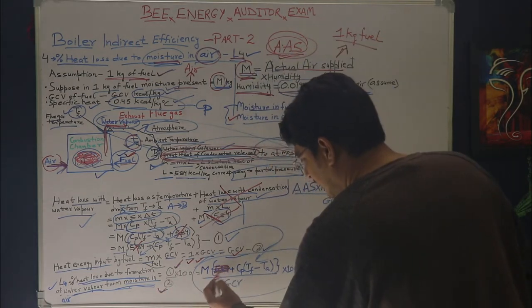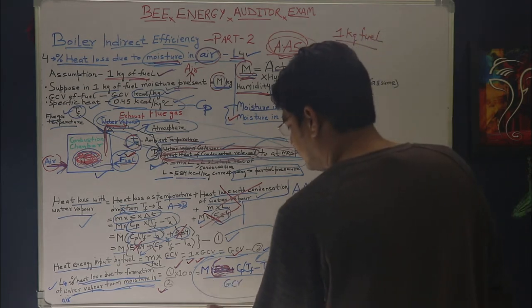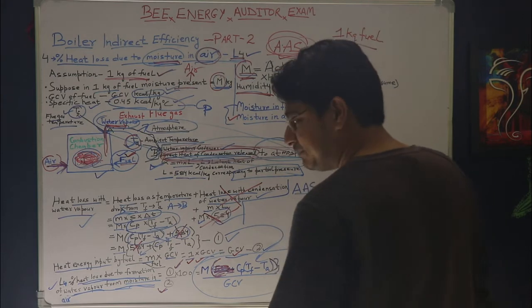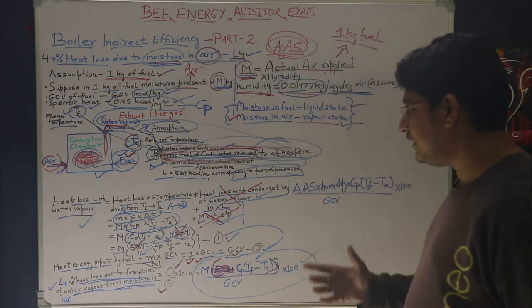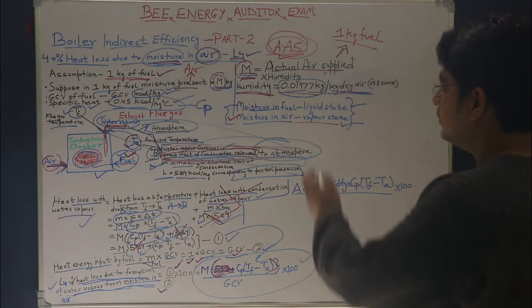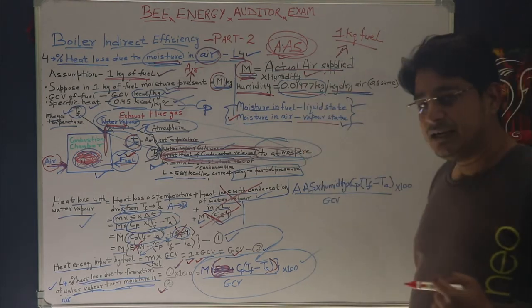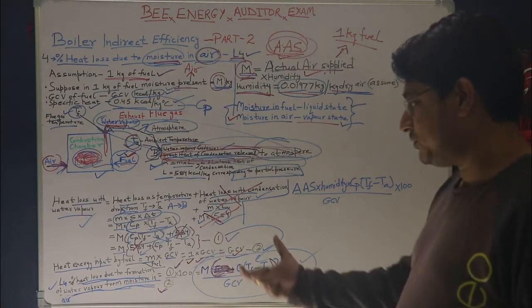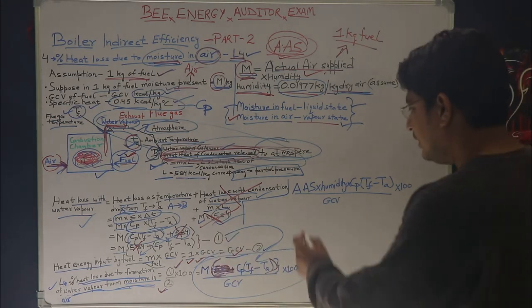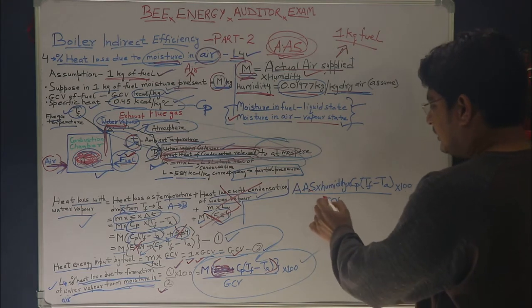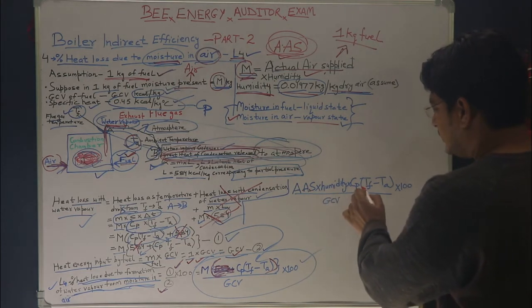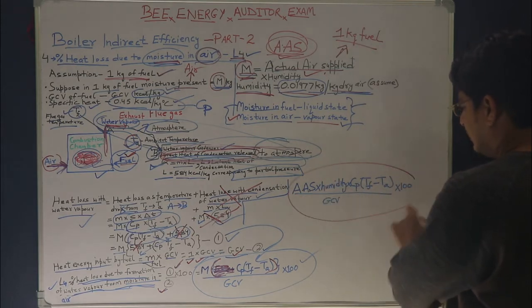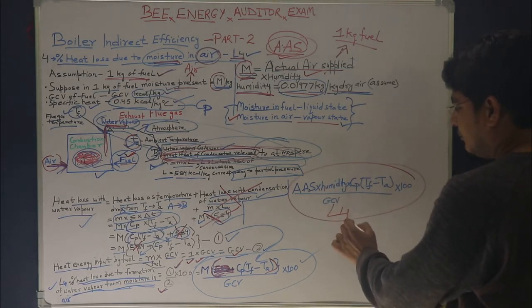This will not be applicable. So ultimately the equation becomes M into Cp (Tf minus Ta) divided by GCV multiplied by 100. So finally if I put the value of M from here, that is actual air supply multiplied by the humidity, the L4, that is percentage heat loss, will ultimately come as actual air supplied multiplied by humidity, Cp (Tf minus Ta) divided by GCV multiplied by 100. This will be my L4.